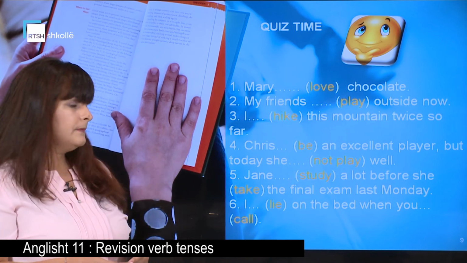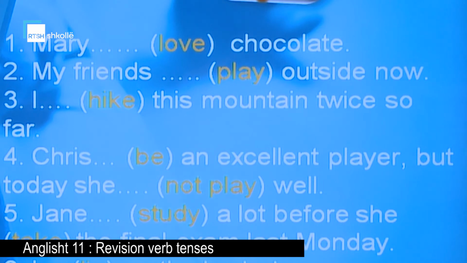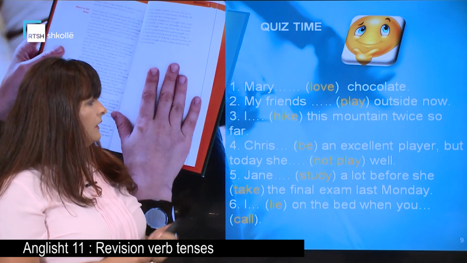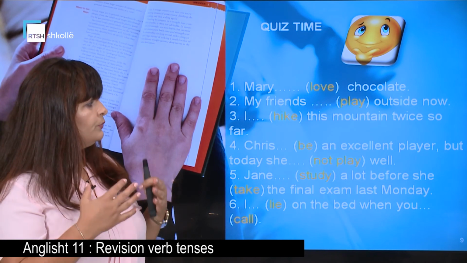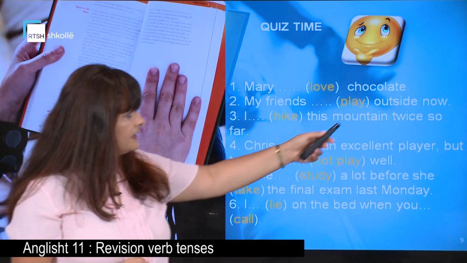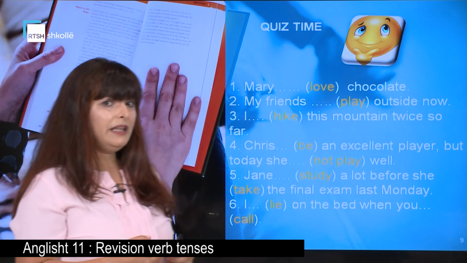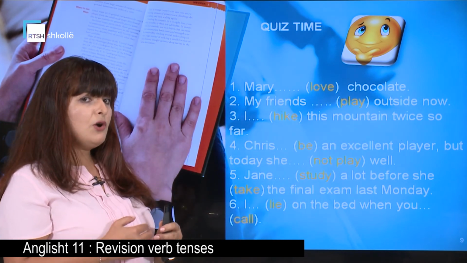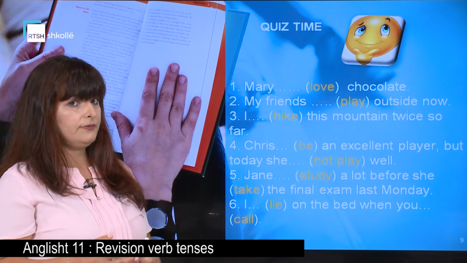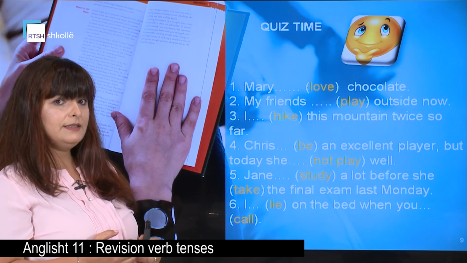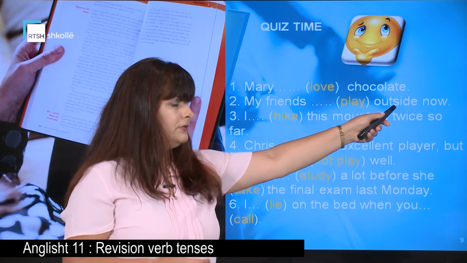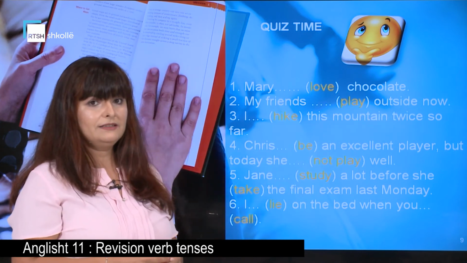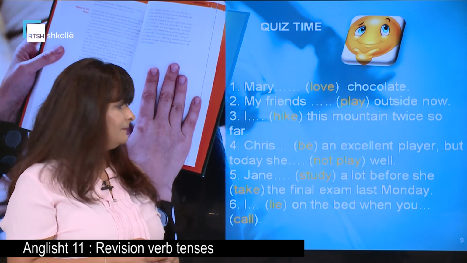Let's go to the second. My friends play outside now. Let's see. What do we have in this sentence that helps us to put the verb in the correct tense? We have this now. Let's remember. Now requires a present continuous form. So the sentence is, my friends are playing outside now. Fairly easy, isn't it? Yeah, that's it.